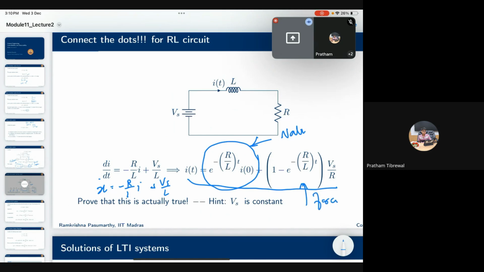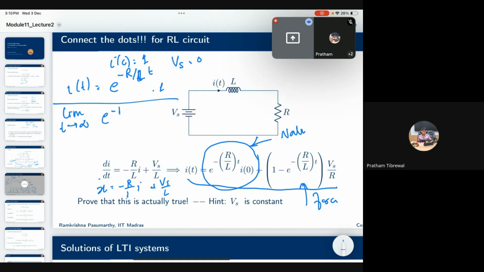Okay, now let us say a situation where Vs equal to 0 and I naught equal to, say, some value 1. So what will be I of t? I of t will now be e power minus R over L times t times 1. If I look at the steady state, what is the limit t going to infinity of e power minus R over L t? It will simply be 0 because the system is stable.